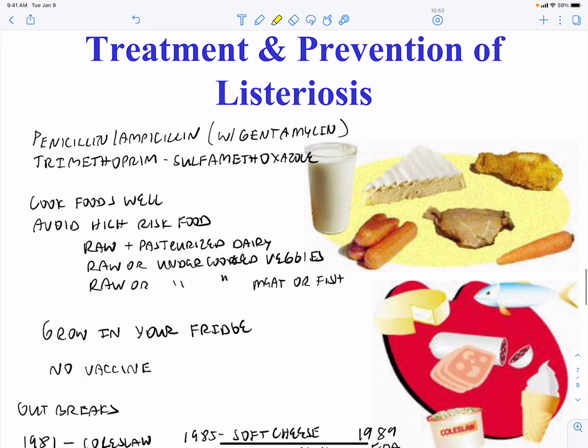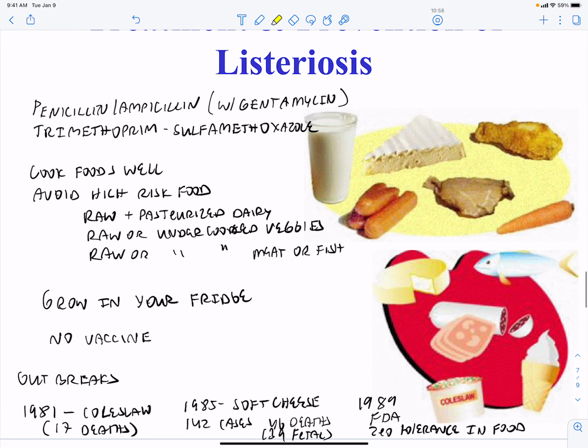Now, treatment and prevention of listeriosis is important. So you're going to be able to treat with penicillin, ampicillin, trimethoprim with a sulfamethoxazole works. It's important to cook your foods well and avoid high-risk foods, especially if you're in one of those high-risk groups. So if you're immune-compromised, pregnant, you want to avoid raw and pasteurized dairy, soft cheeses, undercooked veggies, or meats or fish. Also keep in mind Listeria can grow in your fridge, so cold temperatures do not inhibit its growth at all. There is no vaccine.